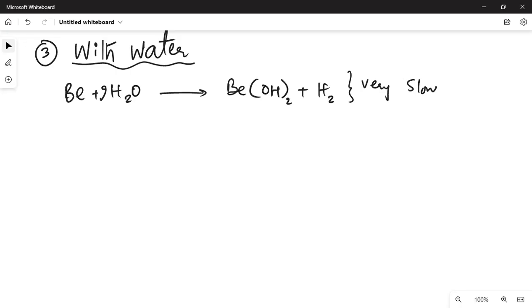And to balance it, we put 2 with water, and that would balance this equation. Metal solid, water liquid, and beryllium hydroxide would be partially soluble. At times you might see solid written with it. It makes a partially soluble suspension, white powder kind of thing, and hydrogen gas.